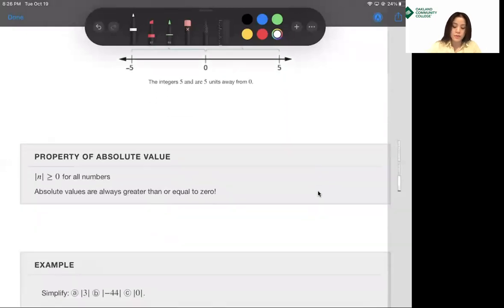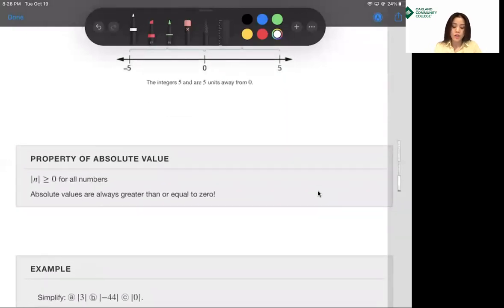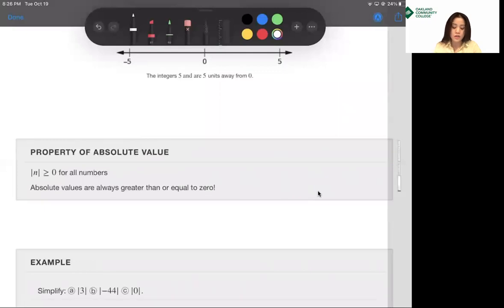Here we have properties of absolute value. The absolute value of a number n is greater than or equal to 0 for all numbers. Or you can say more precisely, absolute values are always non-negative. Non-negative means greater than or equal to 0.